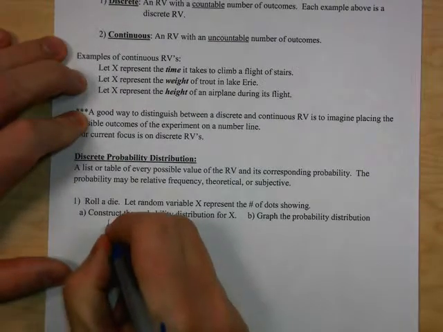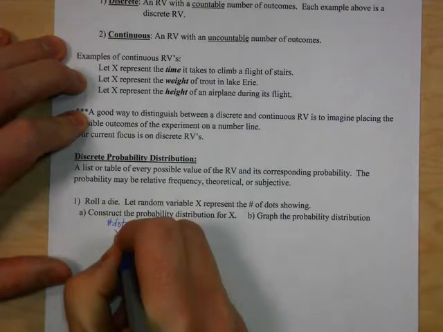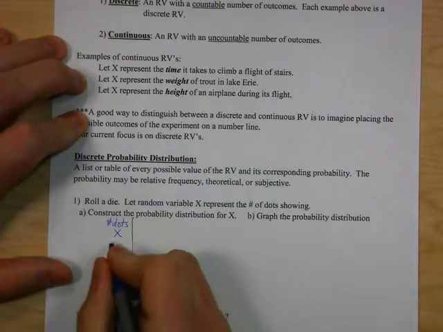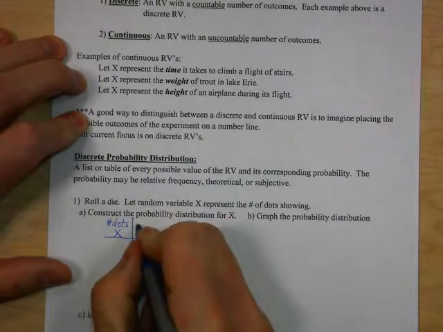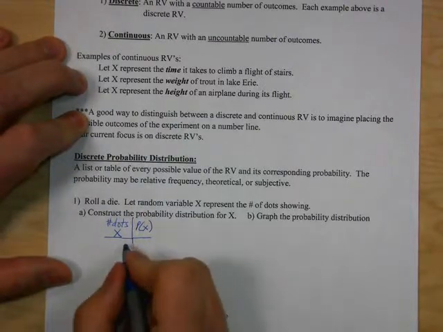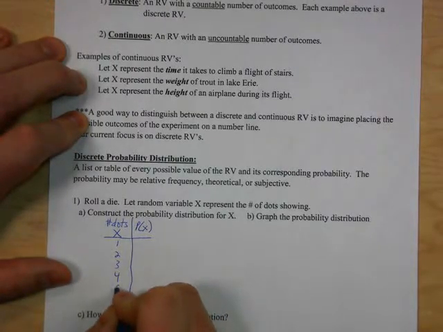We have the number of dots, which is going to be your random variable x. And then we're going to have p of x, which is the probability of getting x number of dots. Well, when you roll a fair six-sided die, the possibilities for x, or the number of dots, are 1 through 6.